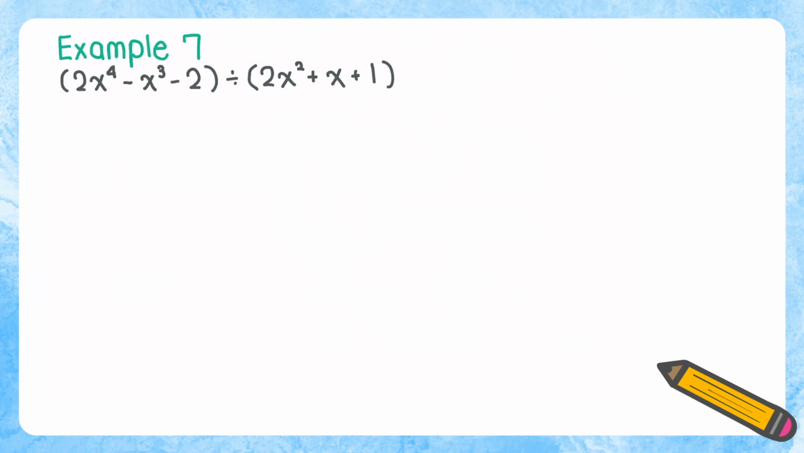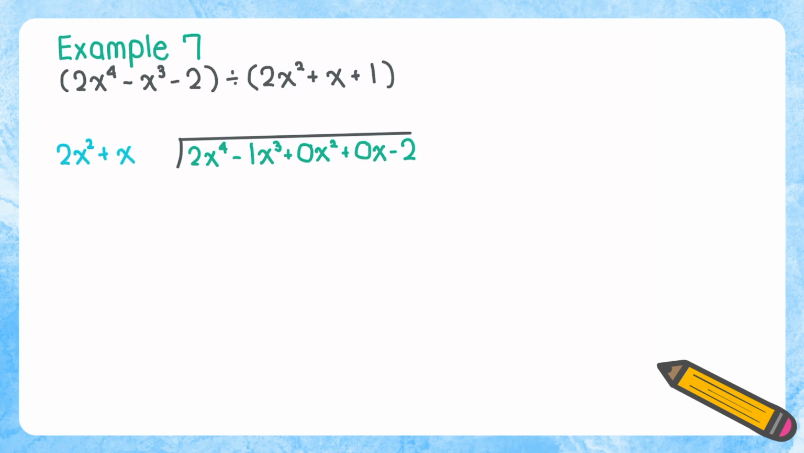So what if you need to divide by a trinomial? Still generally the same steps, so let's set it up. So 2x to the power of 4 minus 1x cubed plus 0x squared. So notice I'm using fillers here. Plus 0x minus 2, all divided by this trinomial, 2x squared plus x plus 1. So I'm going to go a little bit quicker now, but remember you can pause whenever you need to.